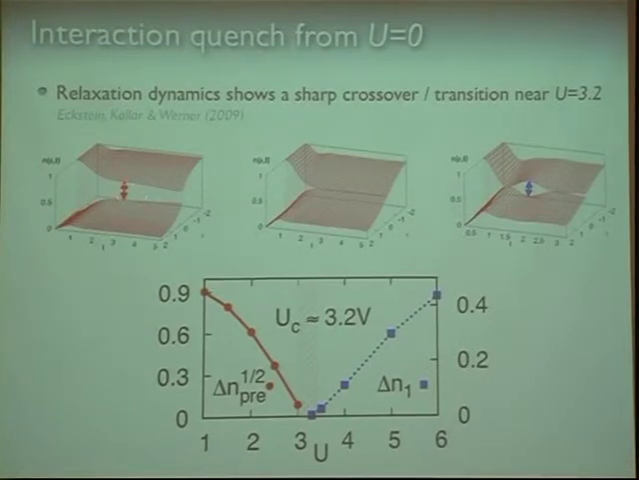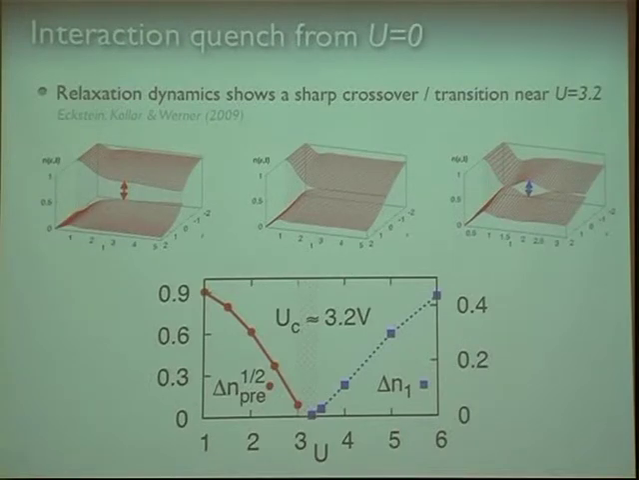And to emphasize the special nature of this point, what we show in this diagram here is on the left-hand side the height of this discontinuity in the pre-thermalized state, and on the right-hand side the height at the first revival maximum as a function of interaction, and you can see how both of these vanish at the same interaction u, and that's the place where we see this very fast thermalization.